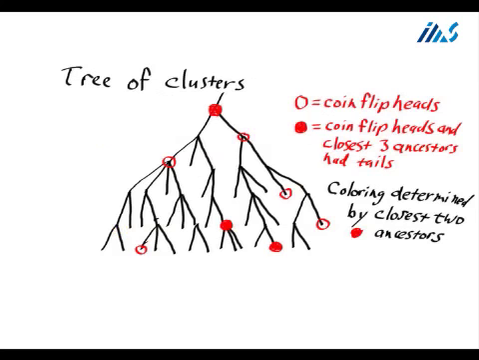Okay, so this is the tree of clusters. So each cluster is going to flip a coin. If it comes up heads, that's shown as a red circle. And if it came up heads and each of its 3 closest ancestors came up tails, then that's shown as a red disk. And if a cluster has a red disk, then it proposes a 3 coloring for its descendants.